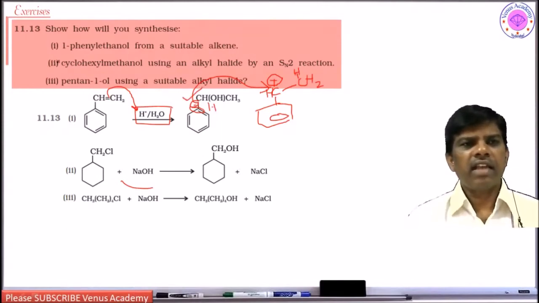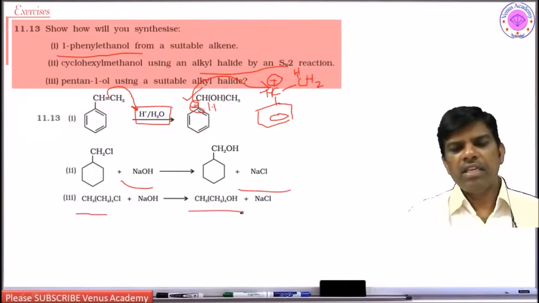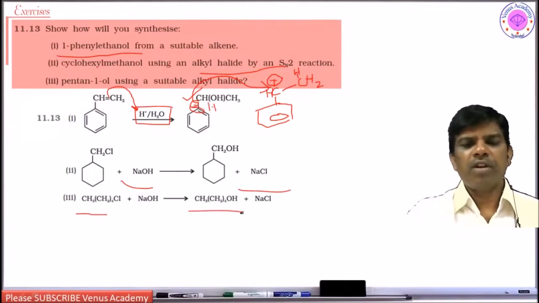Then what is that? Cyclohexyl methanol using an alkyl halide by an SN2. So this is very simple students. So what is the reaction? It is SN2 reaction, right? And the next one is pentane. So pentan-1-ol using a suitable alkyl halide. So these answers are given in your textbook. I am not going to in detail.